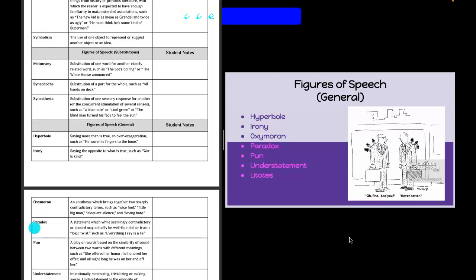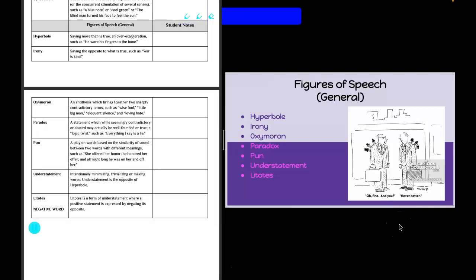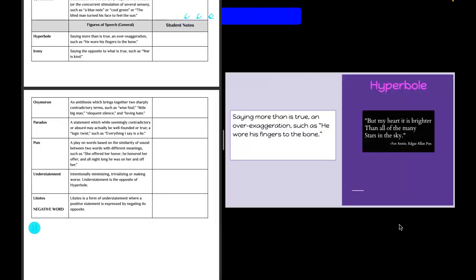Moving on to general figures of speech. Some of these you've seen before, some of these are going to be new. Hyperbole is saying more than is true, an over-exaggeration, such as he wore his fingers to the bone.